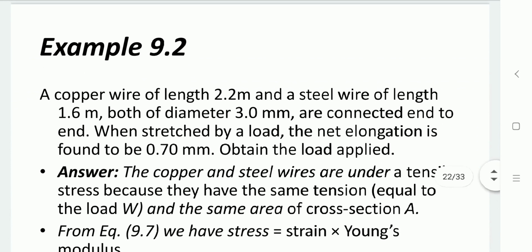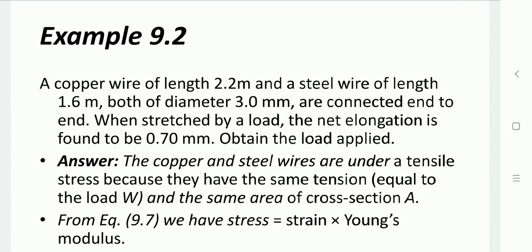Let us go through another example. A copper wire of length 2.2 meter and a steel wire of length 1.6 meter, both of diameter 3 millimeter, are connected end to end. When stretched by a load, the net elongation is found to be 0.7 millimeter. Obtain the applied load.